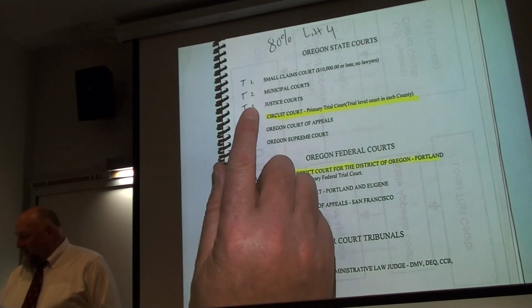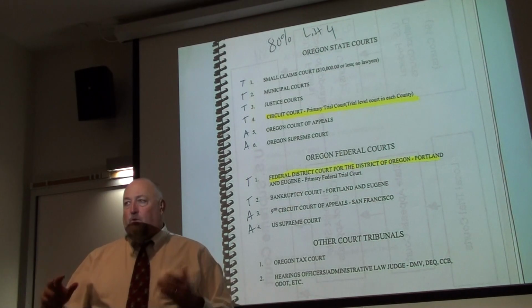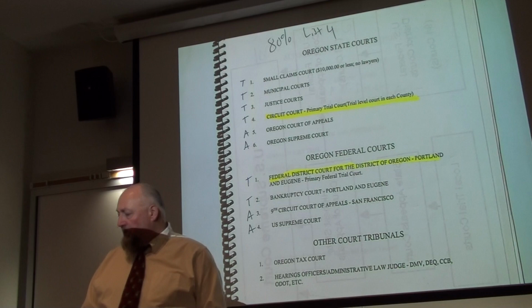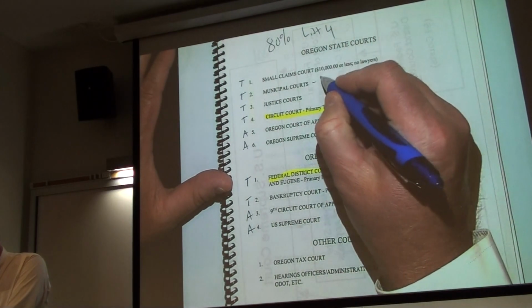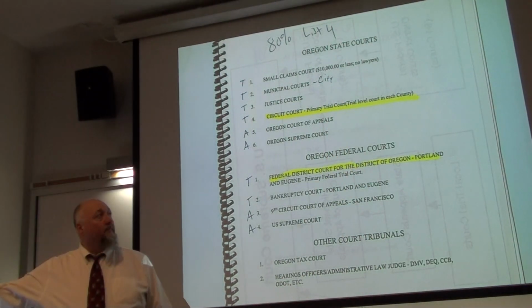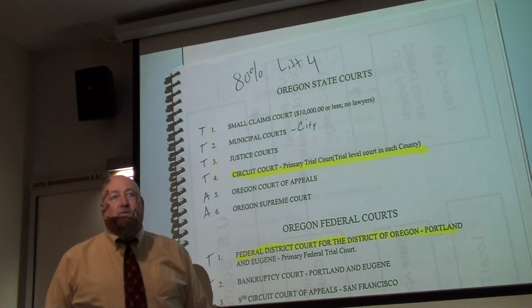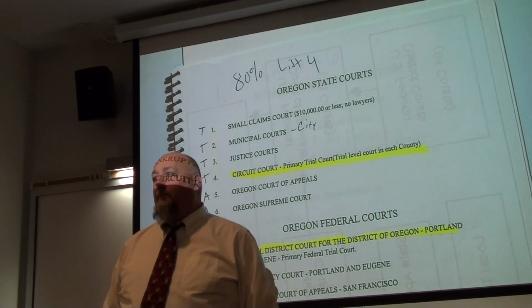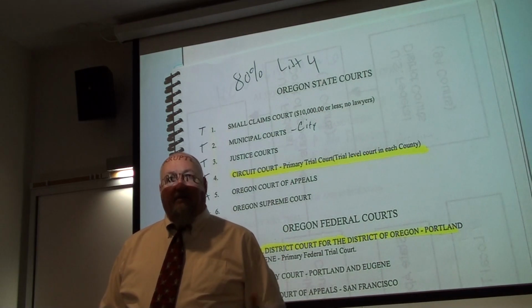Okay, so the next level, number 2, actually not really the next level, it's a different court system, is what's called a municipal court. A municipal court is a city court. So here at Monmouth, we have the Monmouth Municipal Court. Independence has a municipal court, so does Dallas.